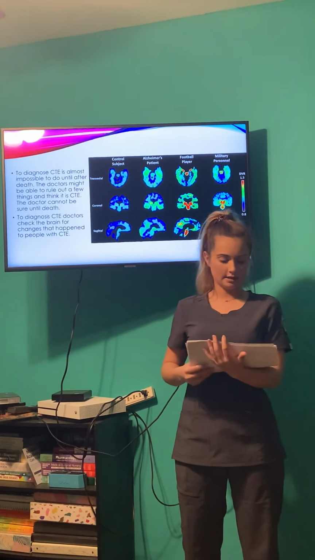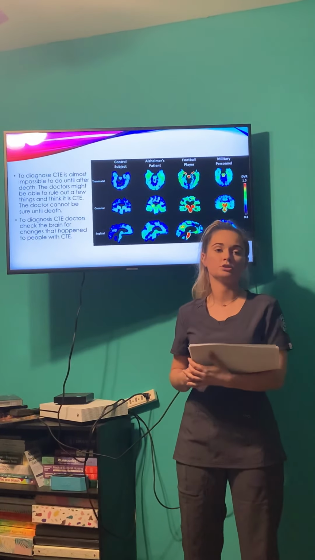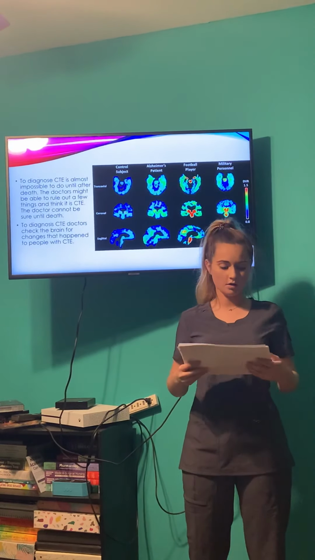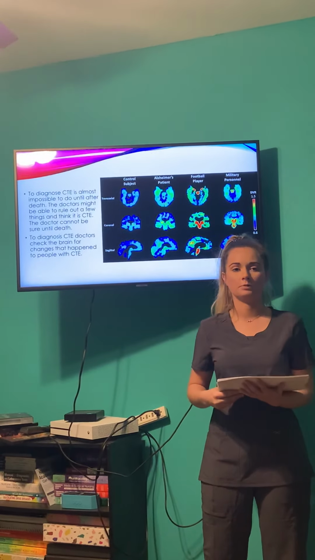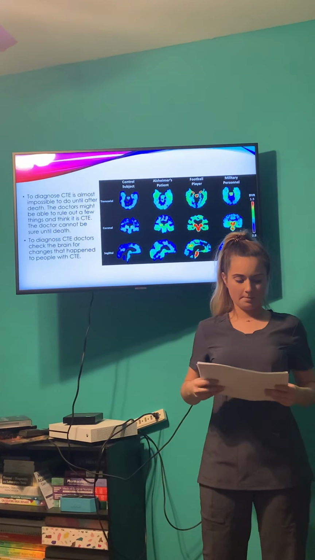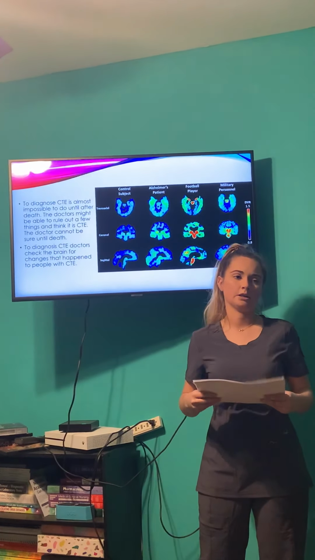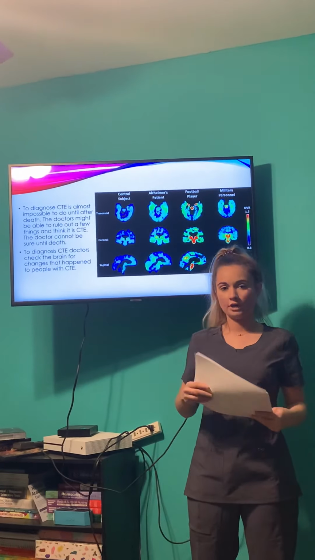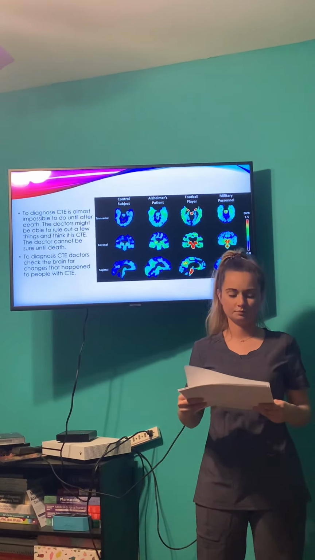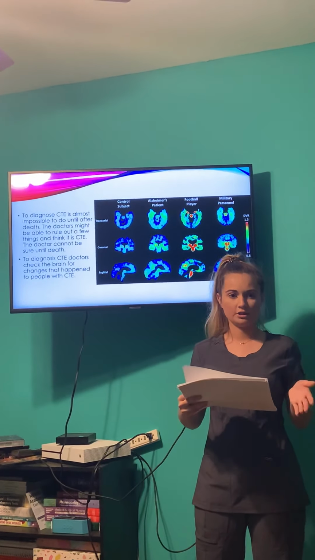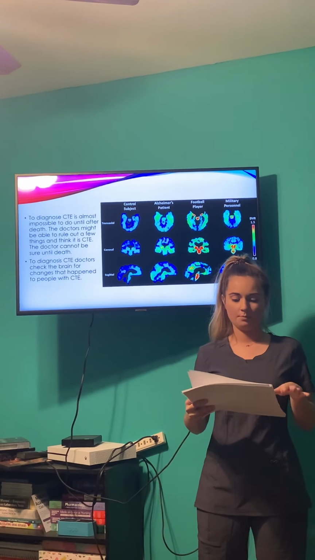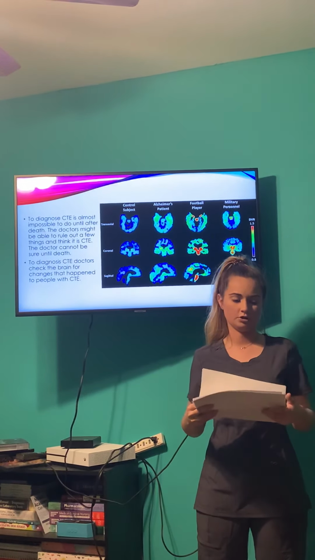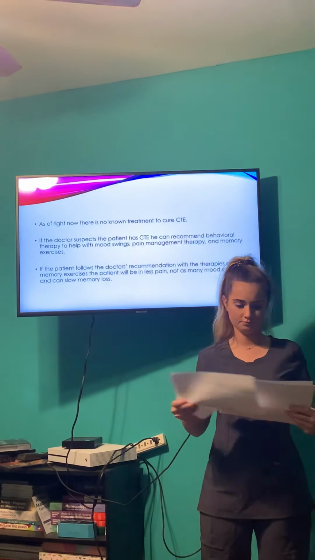Diagnosing CTE is almost impossible to do until the patient is dead. So the doctors can do some tests and kind of rule out some diagnoses, but they cannot be for sure until the patient has already died. To check for CTE, the doctors will compare the changes in a normal brain, people that have Alzheimer's, and patients that have CTE before to correctly diagnose CTE.